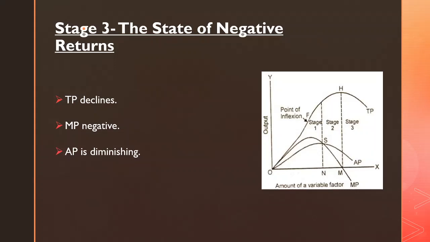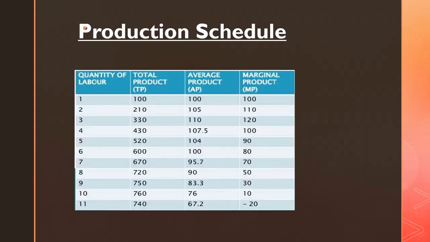The third stage of the law of variable proportion is the state of negative return. In this stage, as we see in the diagram, our total production, marginal production and average production are going to be diminishing. Students, let us again understand the law of variable proportion with the help of a production schedule.